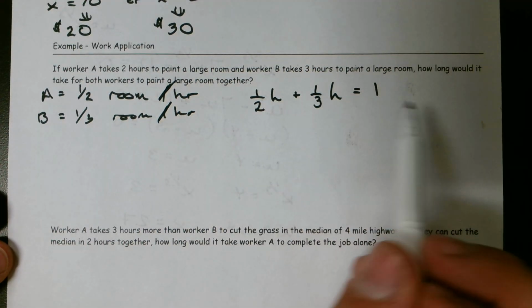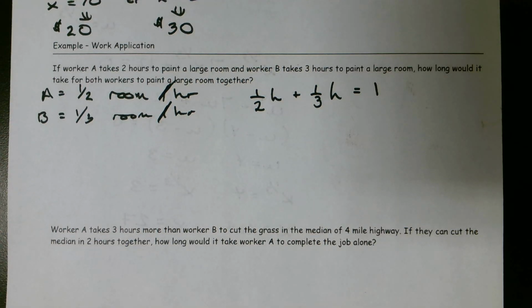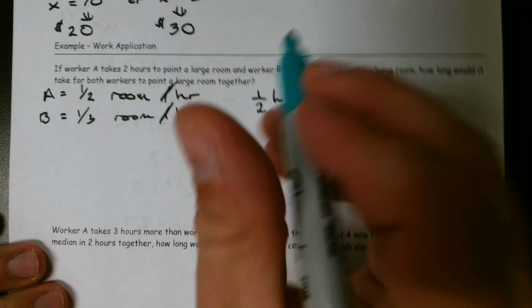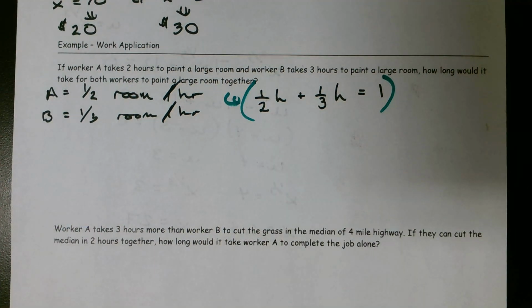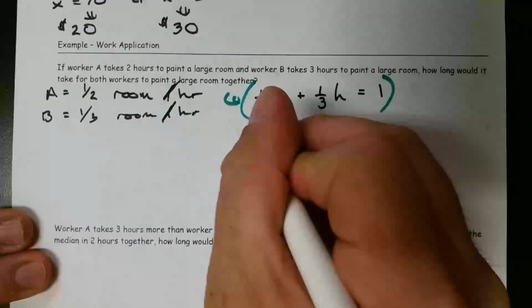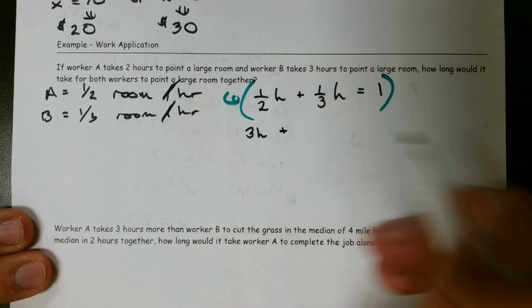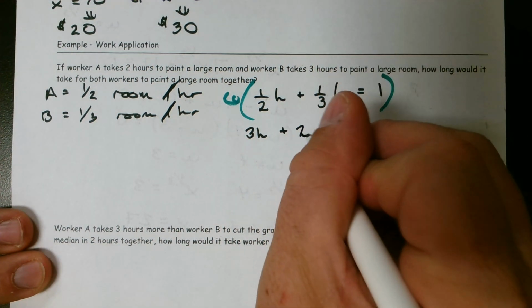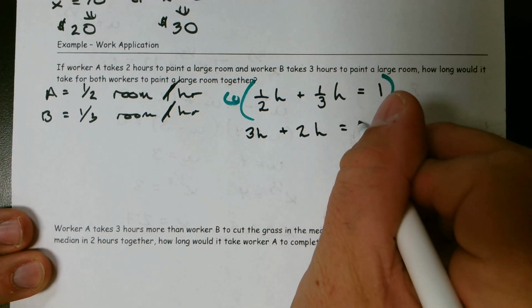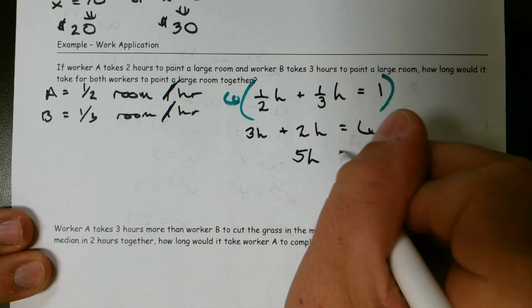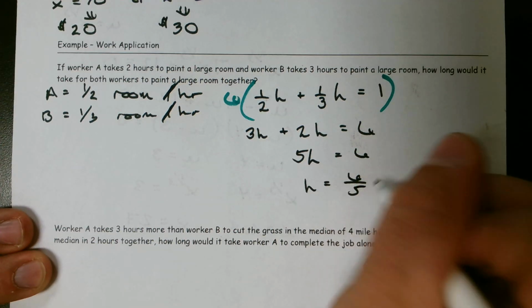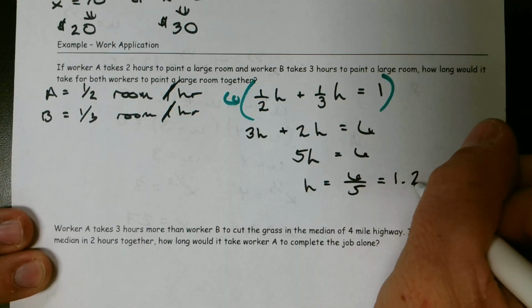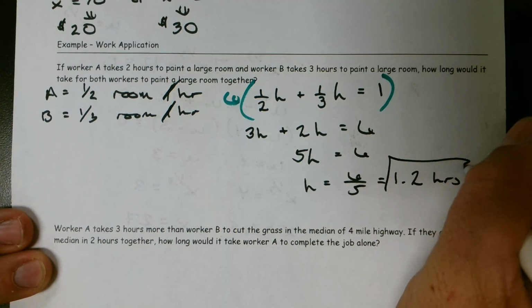Now we've got these fractions here, so of course we want to get rid of our fractions. We don't like dealing with fractions, so let's just go ahead and multiply everything by 6. Okay, least common denominator there, 6. So 6 times 1/2 is 3, so we get 3h. 6 times 1/3 is 2, so 2h. And 1 times 6 is 6. So 5h equals 6. h equals 6/5, which is 1.2 hours.